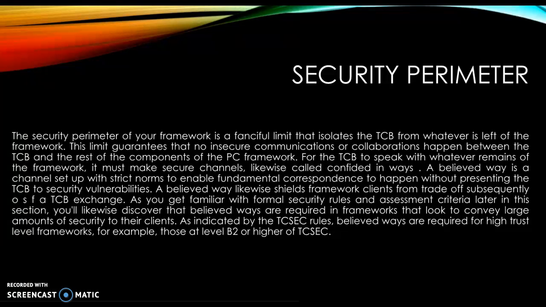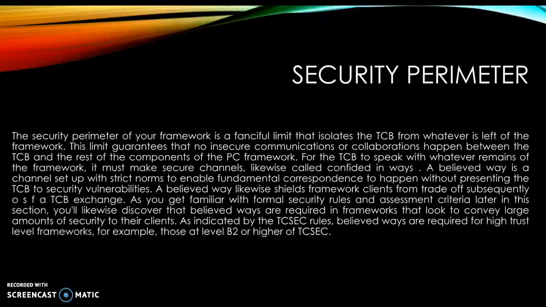What is a security perimeter? The security perimeter of a system is an imaginary boundary that separates the TCB from the rest of the system. What this boundary does is ensure that there is no insecure communication between the TCB and the remaining parts of the computer. Suppose the TCB wants to communicate with the rest of the system, it must create a secure channel called a trusted path. A trusted path is a channel built with strict guidelines to enable fundamental communication to happen without exposing the TCB to security vulnerabilities.